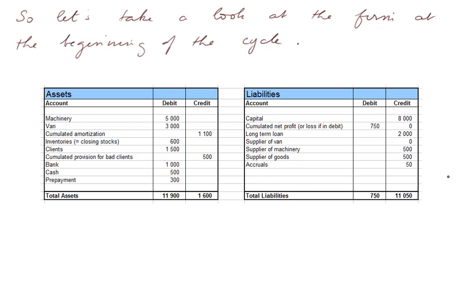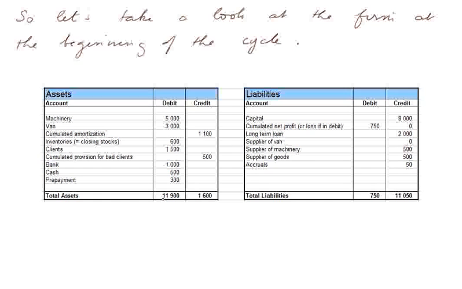On the liability side, we have a capital of 8,000. The cumulated past profit or loss is a loss of 750. This firm has a debt of 2,000, a costly debt, and it has also debt to suppliers. To the supplier of the van it owes nothing. To the supplier of machinery, it still owes 500. To the supplier of goods, which are temporarily in stocks or have been sold, whatever, it owes 500. And there are some accruals of 50, that is charges of last year that have not been paid yet, and we haven't even received the invoice yet.